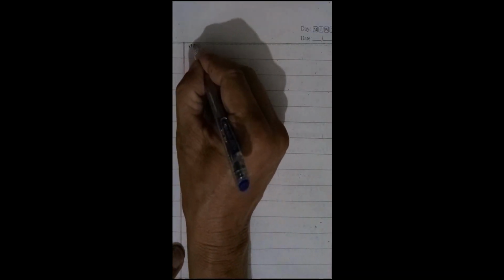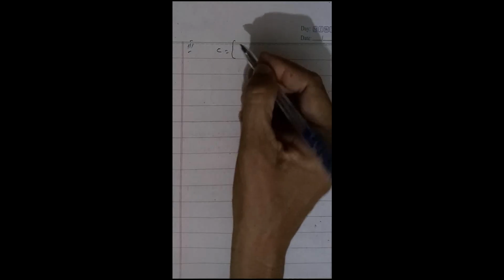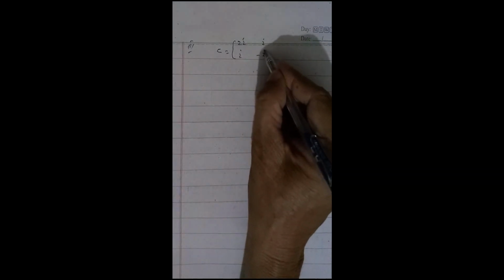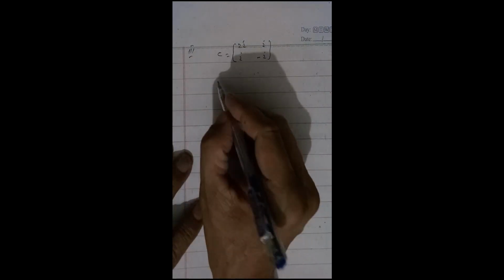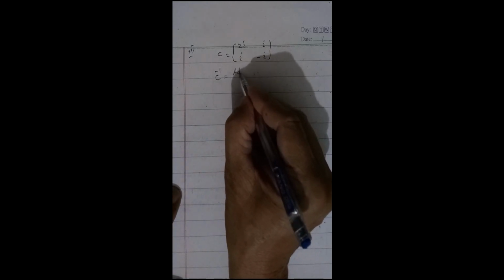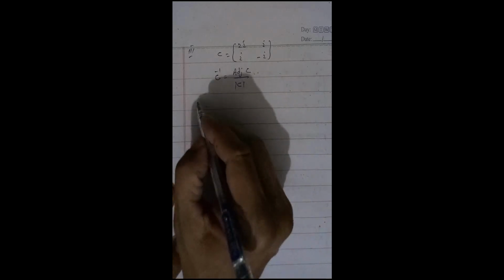Now we find the third part, the inverse of C. For the third part, we write matrix C as 2 iota, iota, iota, and minus iota. Here we find C inverse, which is adjoint C over C determinant. And first we find the determinant of C.